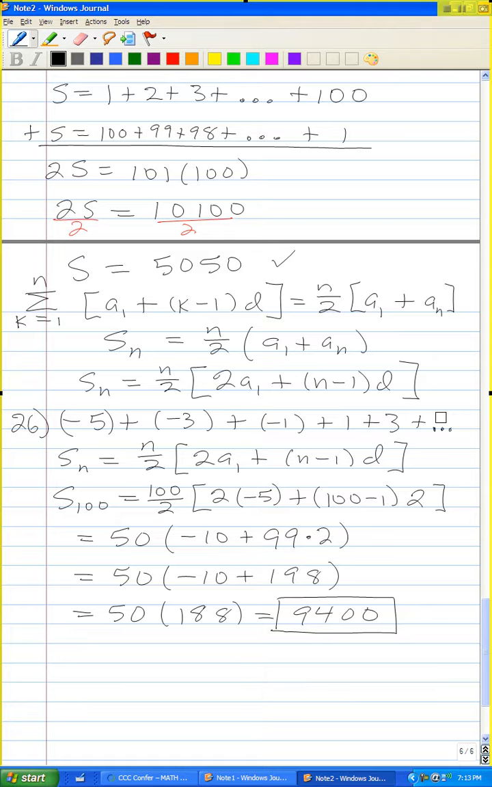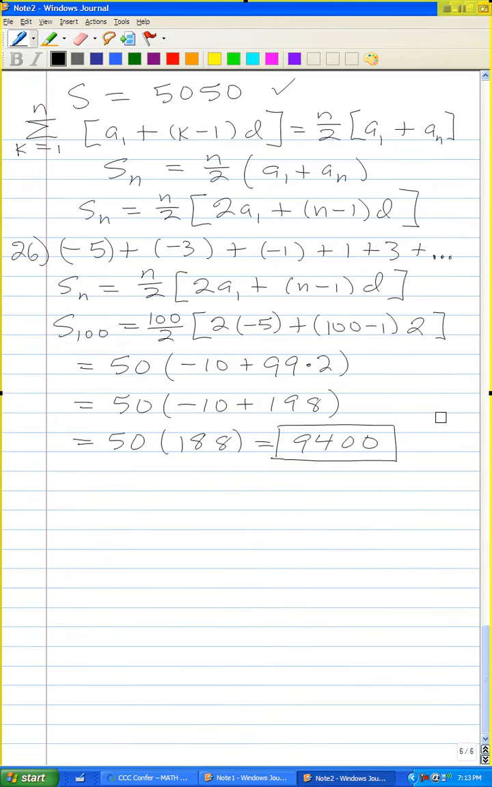Let me do problem number 28. Well, we know what this is: 1 plus 2 plus 3 plus 4 plus... Let's add up the first 100 terms of those. Well, again, the sum of the first 100 terms for an arithmetic series is just n over 2 times 2a1 plus n minus 1 d.